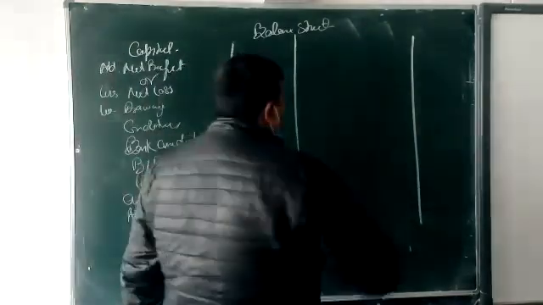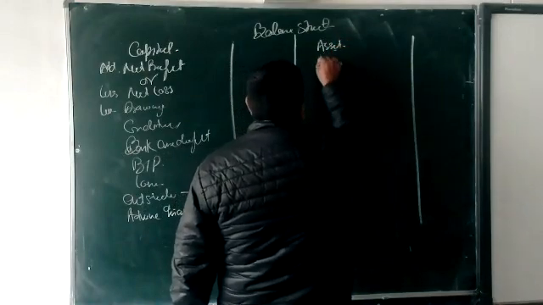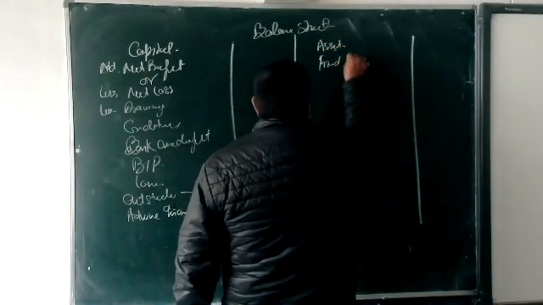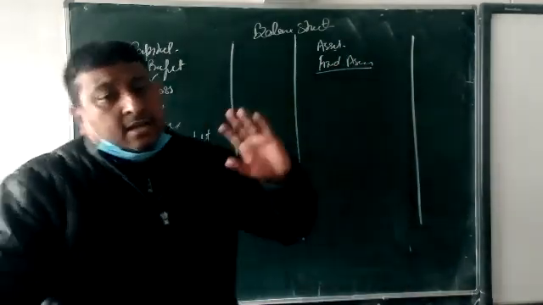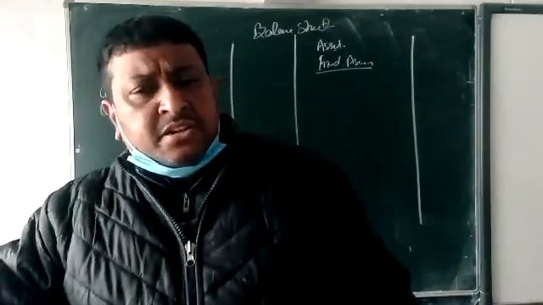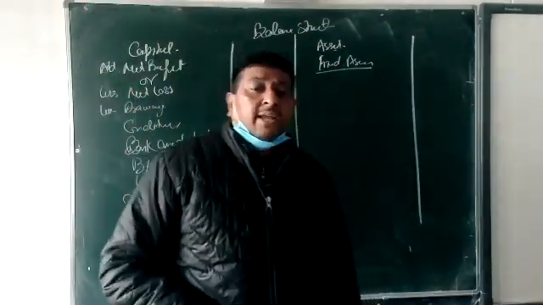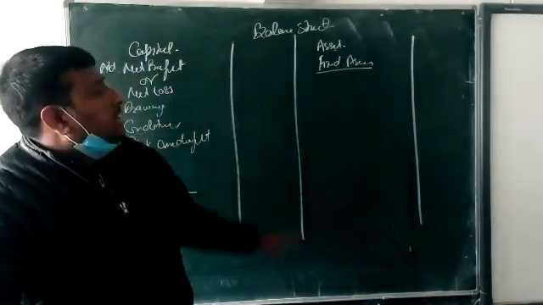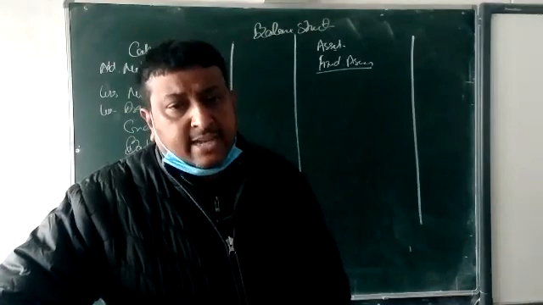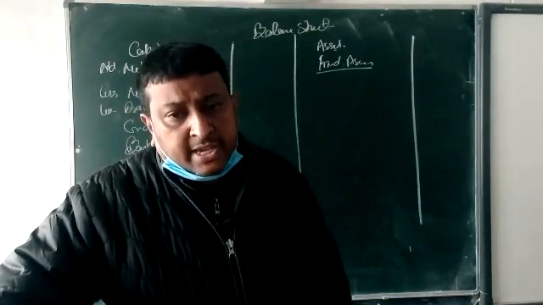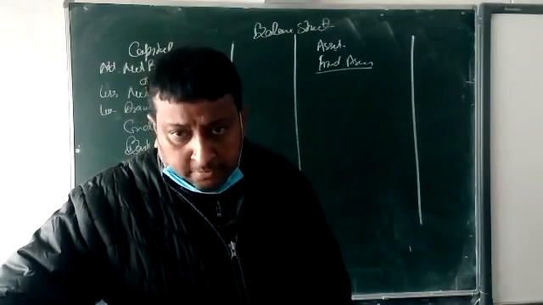Now assets. Assets are divided in two parts. One is the fixed assets. In the fixed assets, we are going to put land, building, plant, machinery, vehicle, motor vehicle. These all are coming on the fixed assets. Land, building, plant, machinery, motor vehicle. These are coming on the fixed assets.